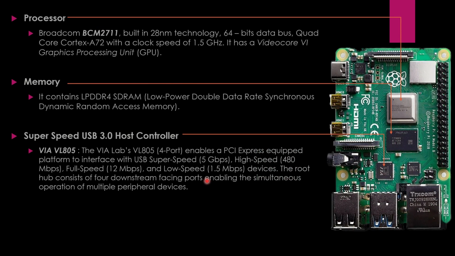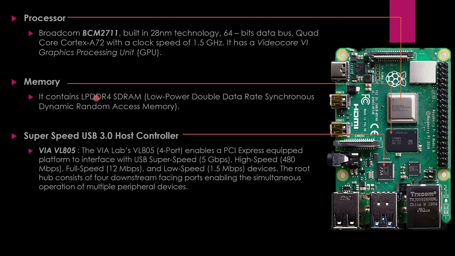The processor in the Raspberry Pi 4B model is the Broadcom BCM2711 chip, which is built in 28 nanometer technology and has a 64 bits wide data bus. It has a quad-core Cortex A72 with a clock speed of 1.5 GHz. It has a VideoCore 6 GPU handling all the graphical input-output work. This processor has been designed to cope with 4K resolution and H.265 video, as well as video scaling, camera input, and all HDMI and composite video outputs. It's a really heavy processor.